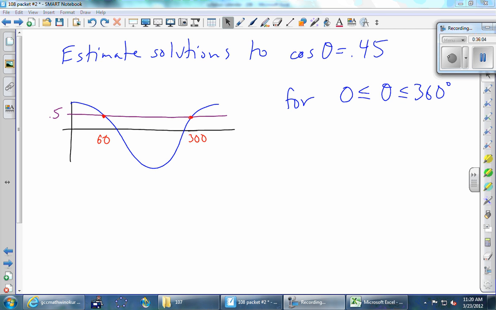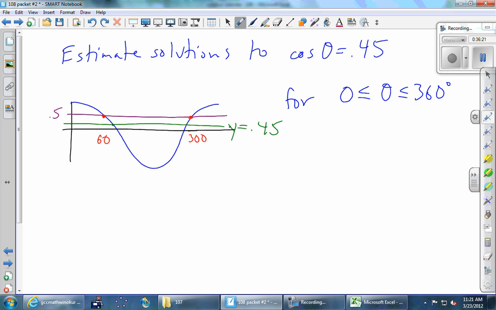Are we going above or below the purple? Below. I'll exaggerate just so I can squeeze it in, but it's not very far below. Or I could just move the whole thing. If we put it below, so this is at y equals 0.45, we find two other solutions. And these solutions here shouldn't be very far from 60 and 300.